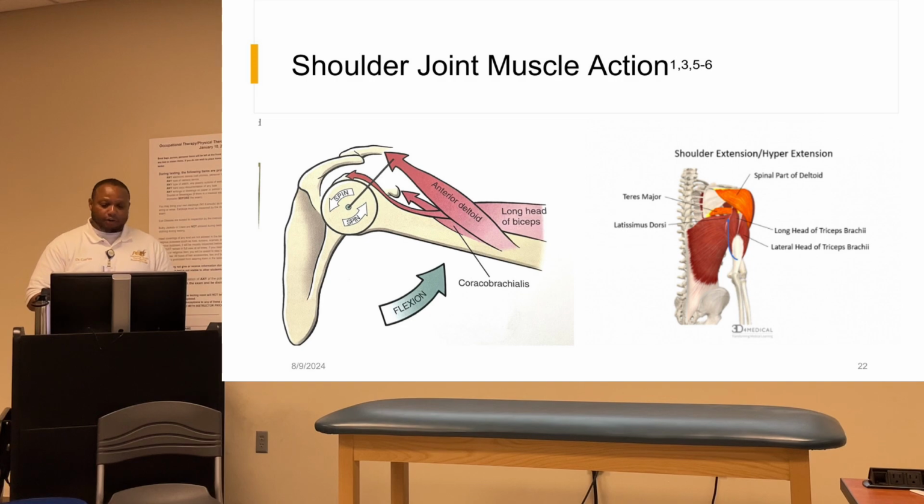And then here's just a diagram of shoulder joint muscle action, where you have your muscles moving the joint in a certain direction. So in this case, you would have the coracobrachialis and the anterior deltoid and the long head of the biceps, since it crosses over the joint, contributing to shoulder flexion. And then with shoulder extension or shoulder hyperextension, it's showing you the posterior deltoid, long head of the triceps brachii, lateral head of the triceps brachii, latissimus dorsi, and teres major as muscles contributing to shoulder extension.